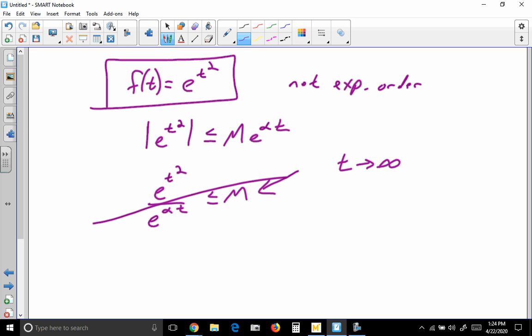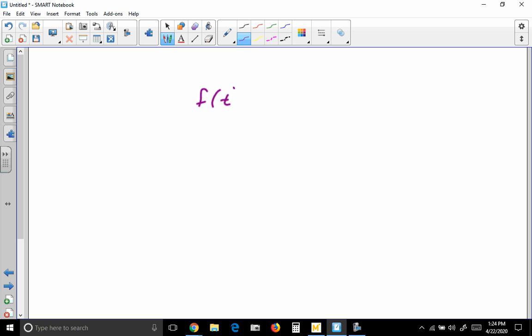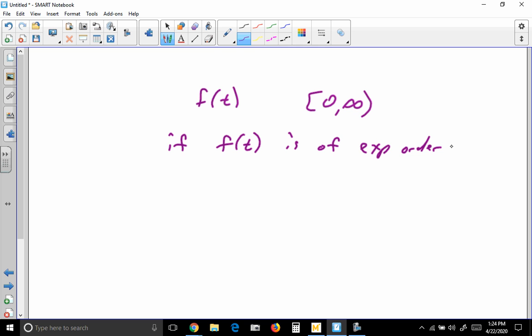The last thing I want to mention is this theorem that they give us. If we have a function f of t that's piecewise continuous on this interval, and if it's of exponential order alpha, then the transform does exist. Otherwise, it may not exist.